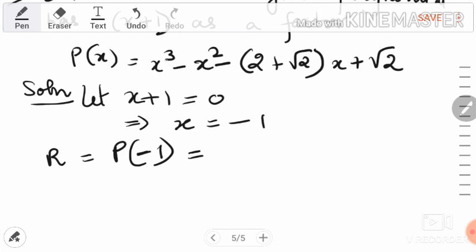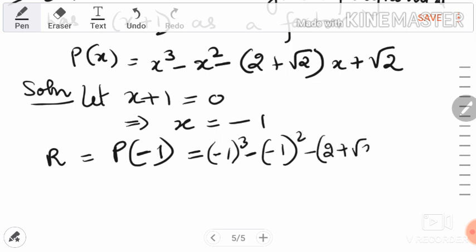Replacing x with minus 1 in the polynomial, we get minus 1 cube minus minus 1 square minus 2 plus root 2 times minus 1 plus root 2. Now we simplify. Minus 1 cube will be minus 1. Minus 1 square will be plus 1. But there is a minus sign, so this will be minus 1 minus.